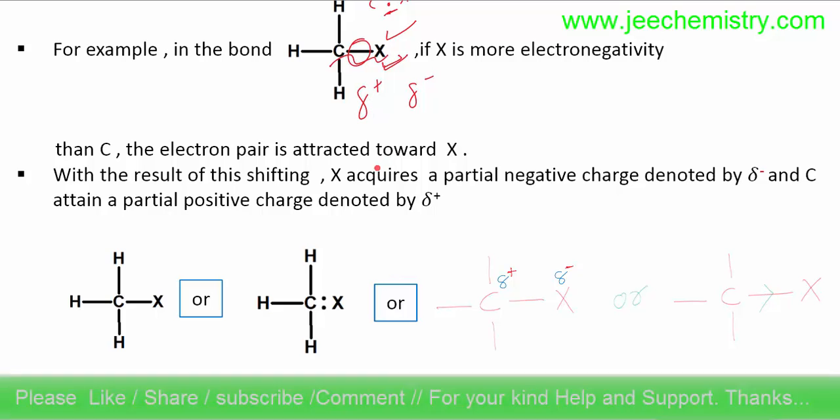So this is in the middle position, but it will look like this. In this situation, this will acquire a negative charge and this will acquire a positive charge, because halogen is more electronegative, so delta minus. Carbon is less electronegative than the halogens, so it's showing delta plus.